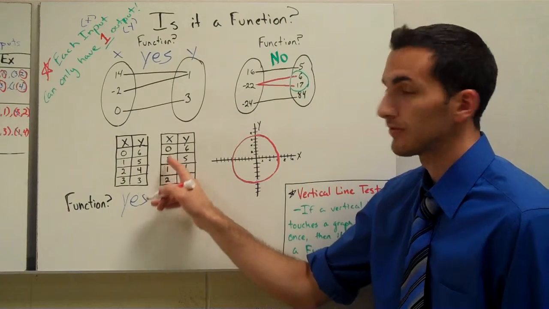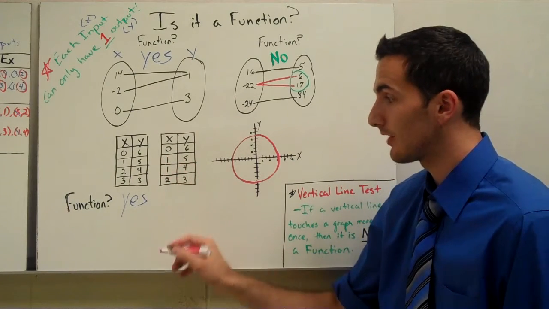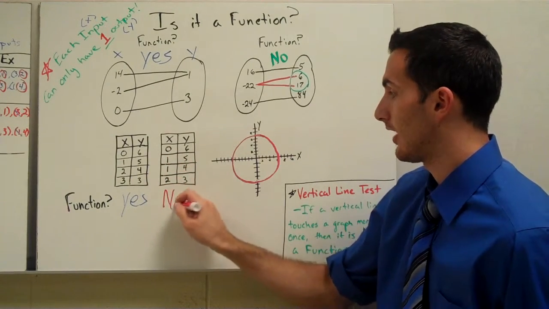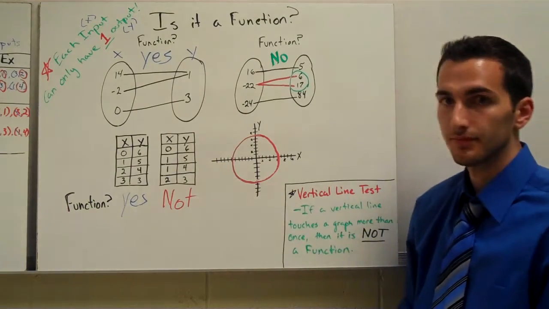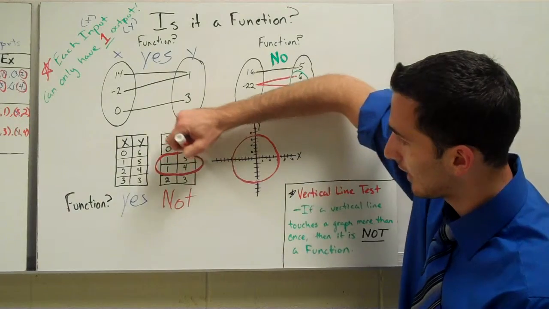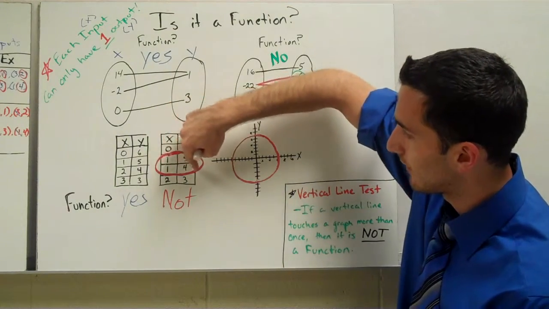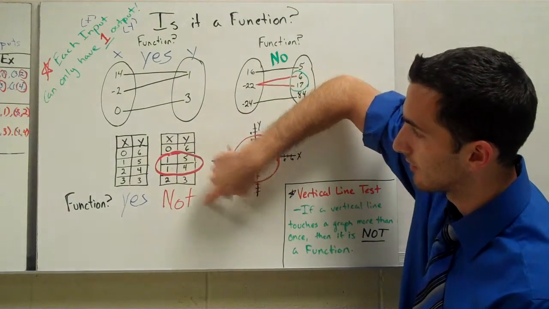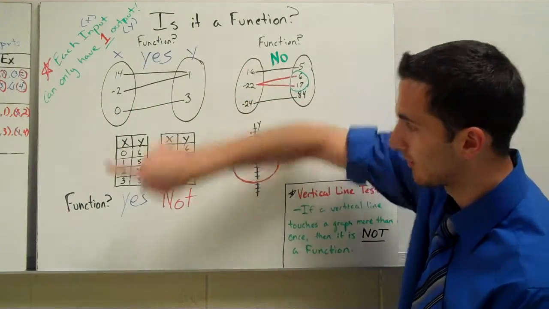That means the input of 1 has two different outputs, which makes this not a function. Okay? So because 1 has two different outputs, 5 and 4, this is not a function. Because each of these have one output, it is a function.